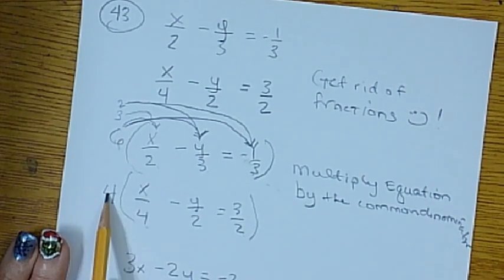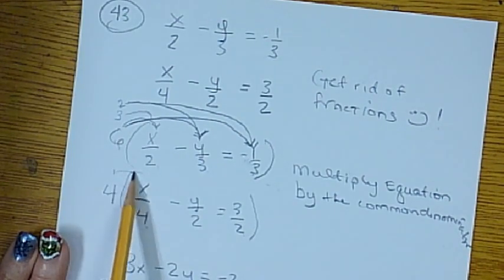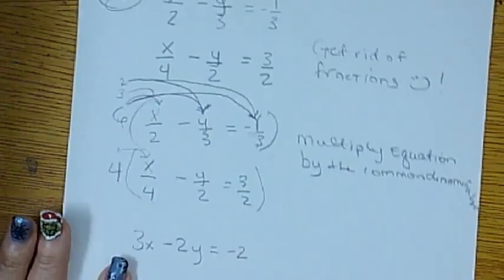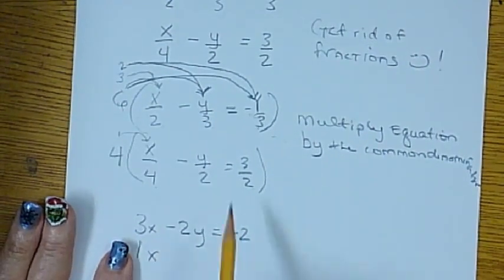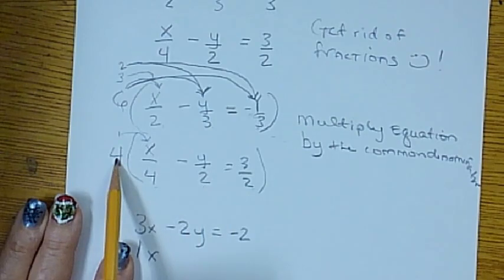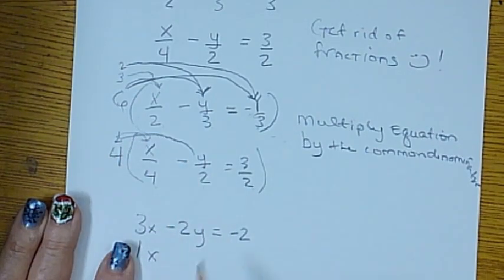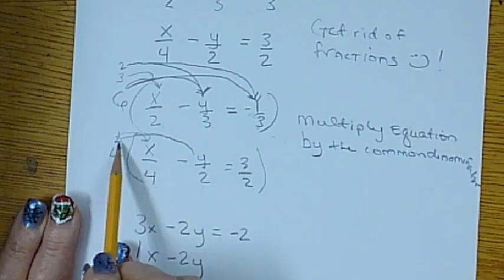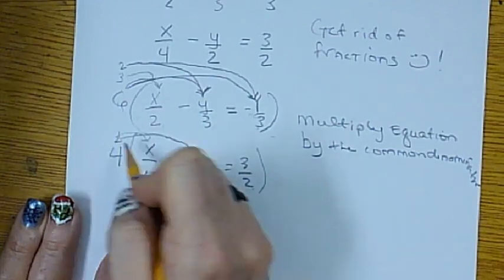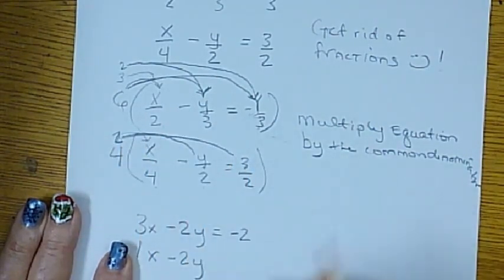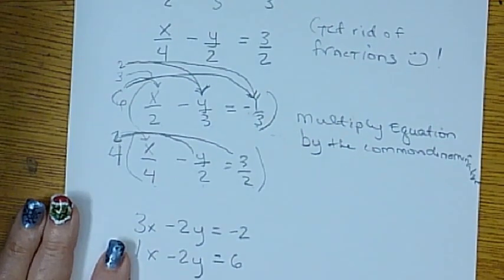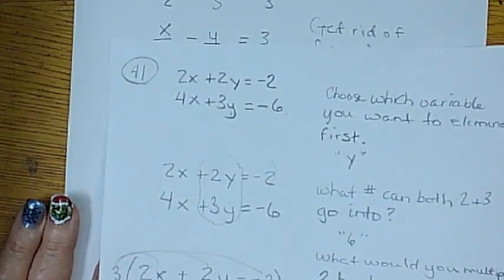4 goes into 4 one time. Okay, so 1 gets distributed to the numerator, so it's just a 1x. 2 goes into 4 twice, so 2 gets distributed to whatever's at the numerator, so that'd be a negative 2y. Okay, and then 2 goes into 4 twice again, so 2 gets distributed to the numerator, so 2 times 3 would make 6. Okay, so now we're just at what the problem we just did where we had elimination.